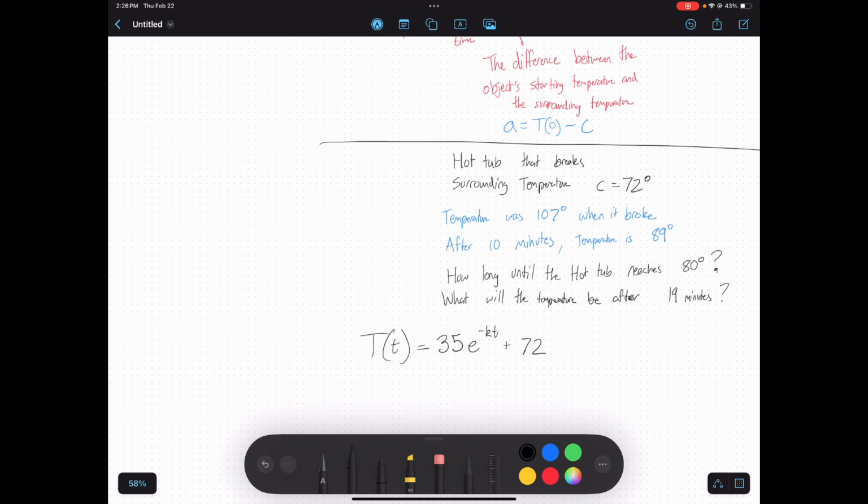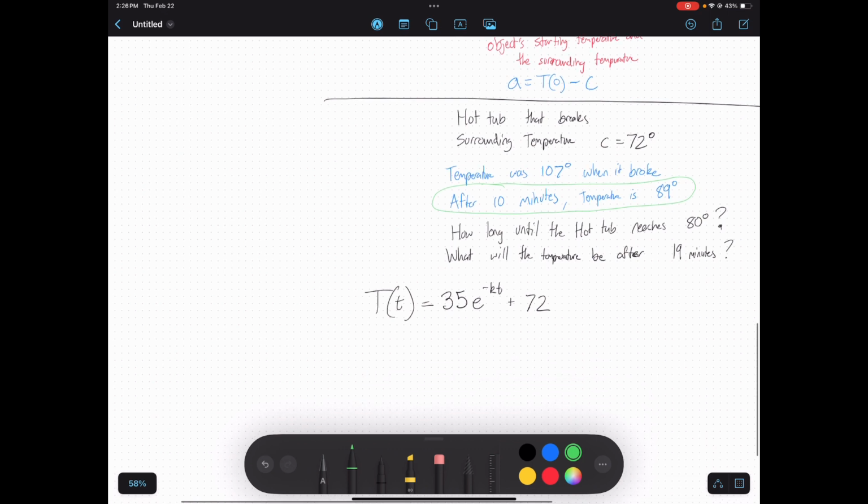In order for me to answer these two questions, I need to know what my rate of cooling is. How am I going to figure that out? I'm going to figure that out using this information. I have one more data point that I haven't used yet. After 10 minutes, the temperature is 89 degrees. What does that tell me? That tells me that if I plug in 10, I should get 89. Well, plugging in 10 means I'm putting 10 in for my T value, and I get this equation, which I can then solve for.